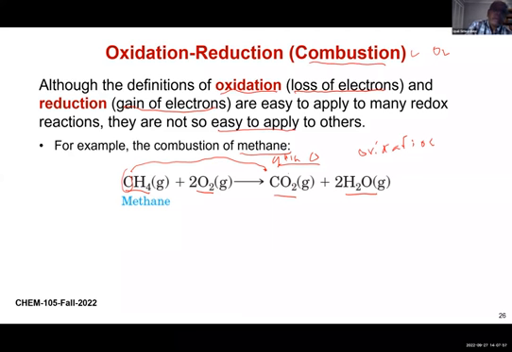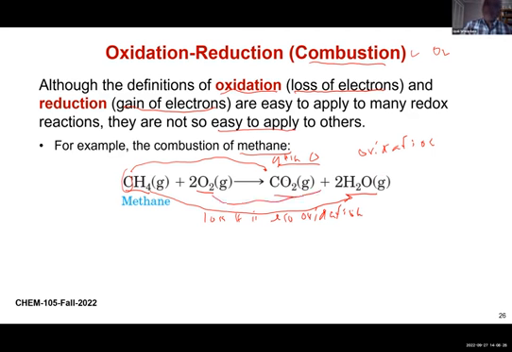When a compound like methane loses hydrogen, right here, loss of hydrogen is also oxidation. If you look at this, oxygen gains hydrogen here. Oxygen got hydrogen. This gain of hydrogen is reduction.